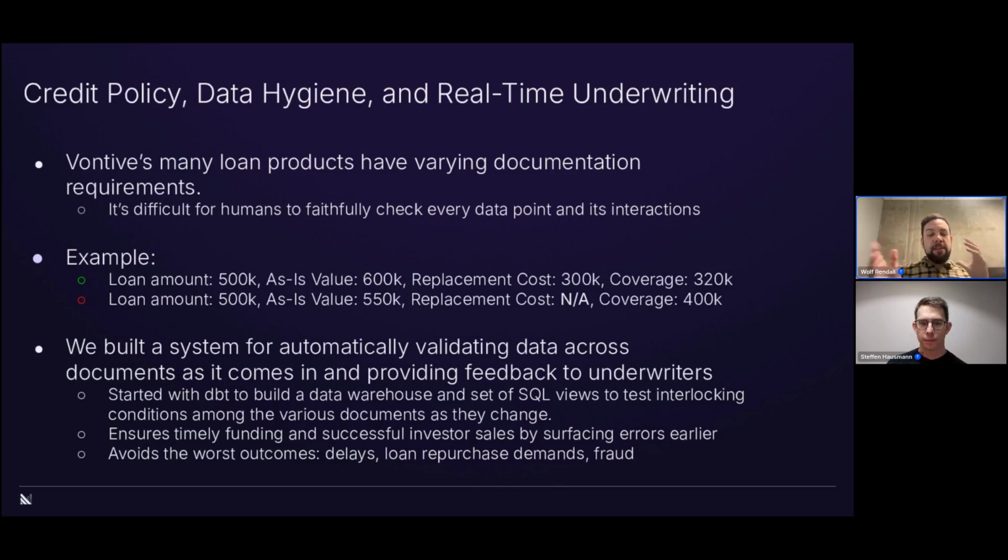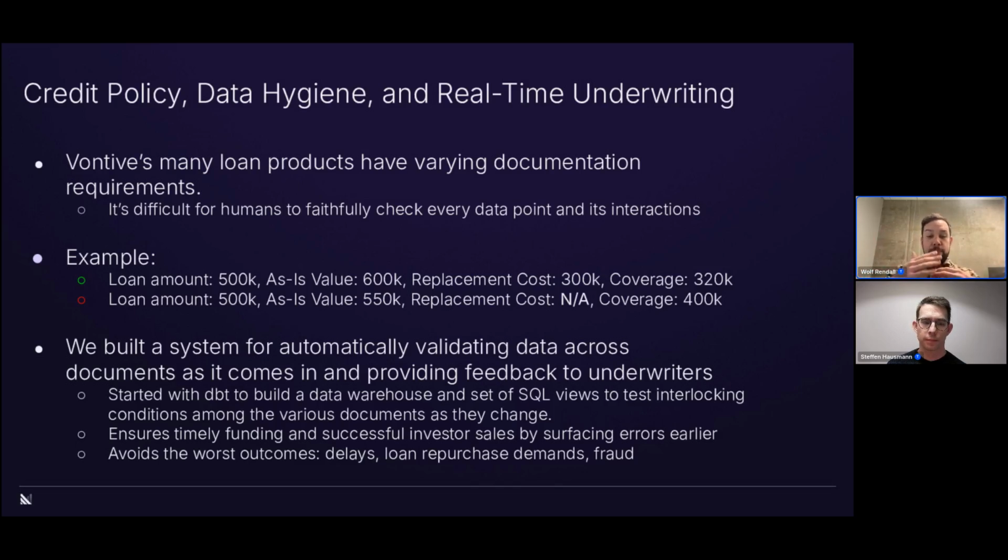And so you can imagine how difficult these kinds of guidelines are for a human processor to keep straight. As the loan is changing and the loan amounts are changing, to have all of these checks validated at every step of the way, it's basically an impossible task.